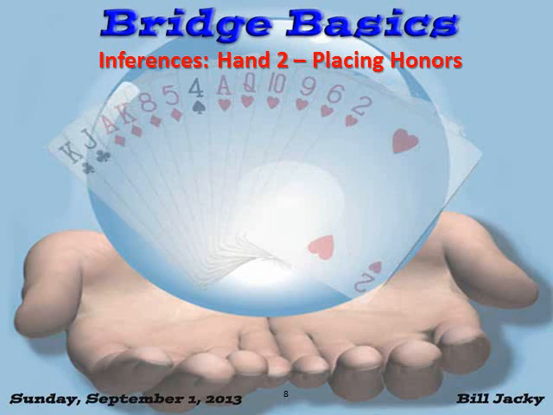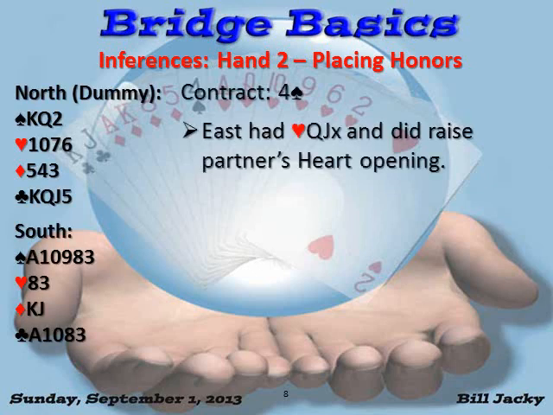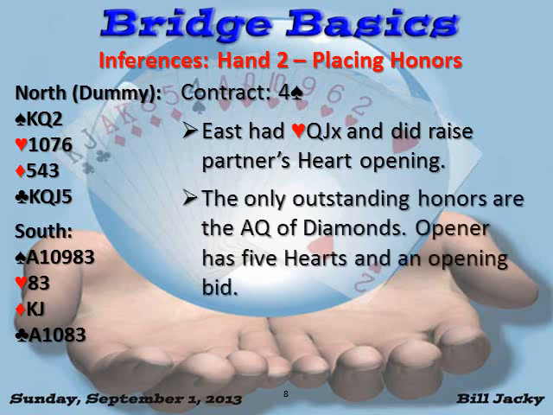This hand is similar in some ways to the first hand. You need to place the diamond honors. Let's look at the hands. The contract's 4 spades. You've lost 2 hearts already, and you're certainly going to lose at least 1 diamond. How do you play the diamond suit? You know that East had queen jack 3rd of hearts, and he raised partner's heart opening. The only outstanding honors are the ace and queen of trump.